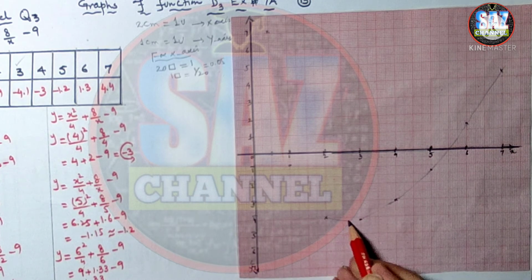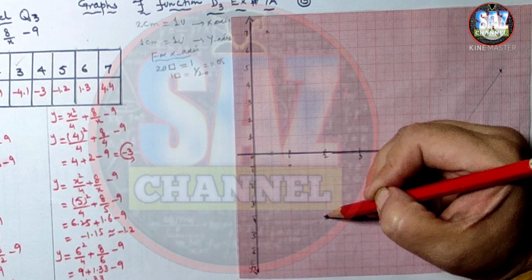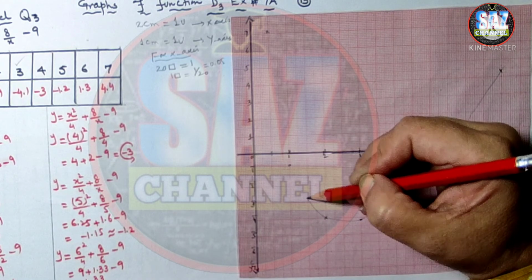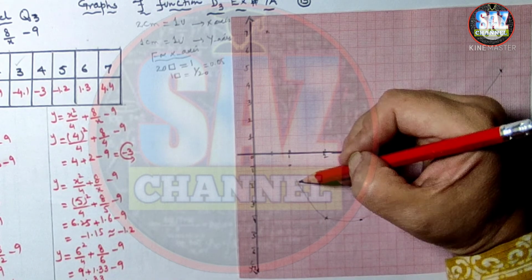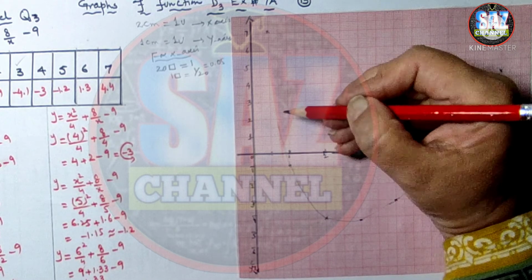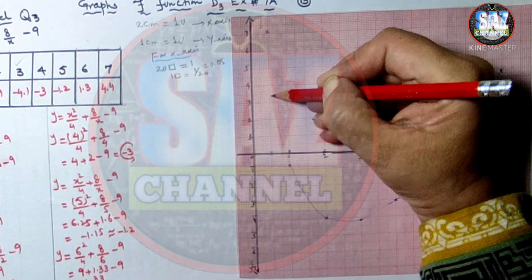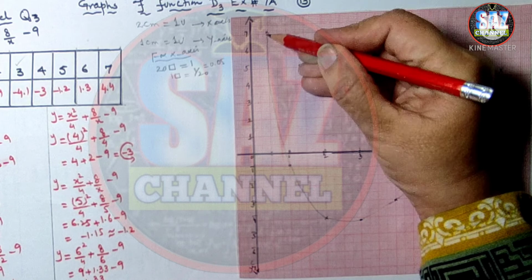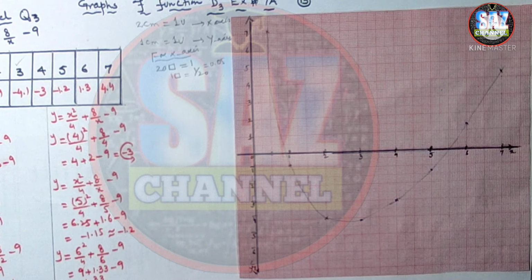Afterwards we have to join all of the points with the help of a permanent pen, because in your O-level examination your papers will be marked through a scanner, and the pencil work will not be scanned. So I hope we are getting a really good curve. Not bad at all.